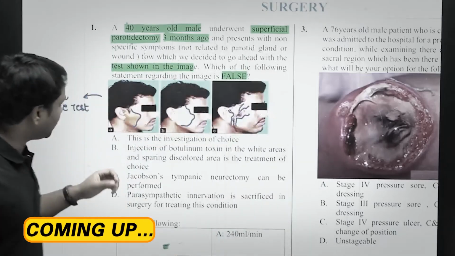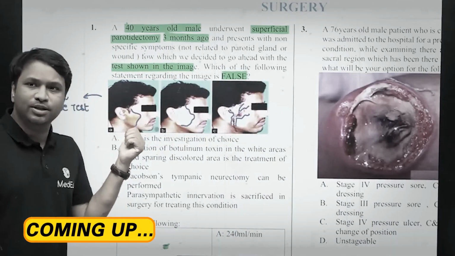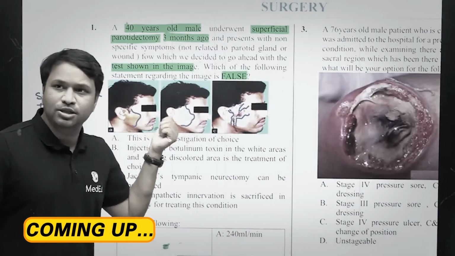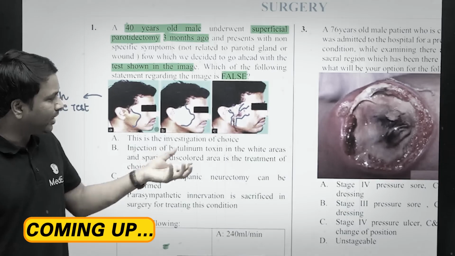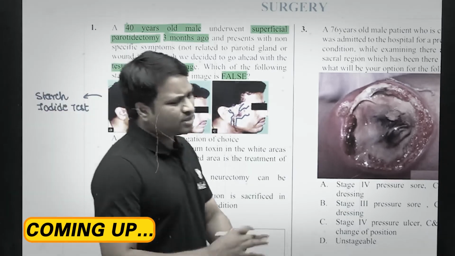Starch iodide test positive. This is the iodine solution that we have placed. Over it we have applied starch powder. Now the patient is going to sweat. I'm going to ask the patient to eat and this discoloration will be noticed. It's a starch iodide test.